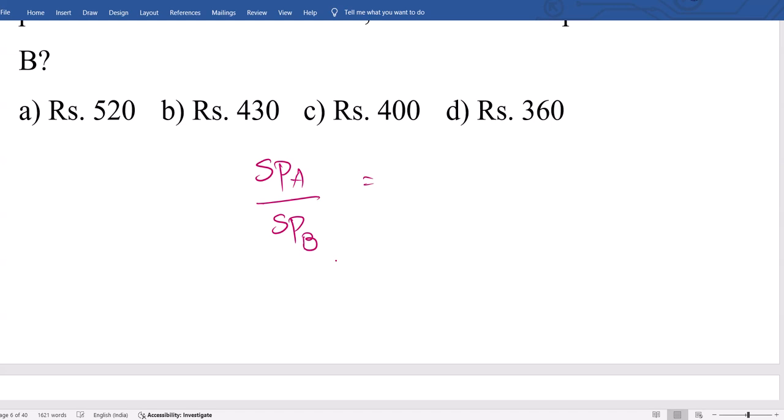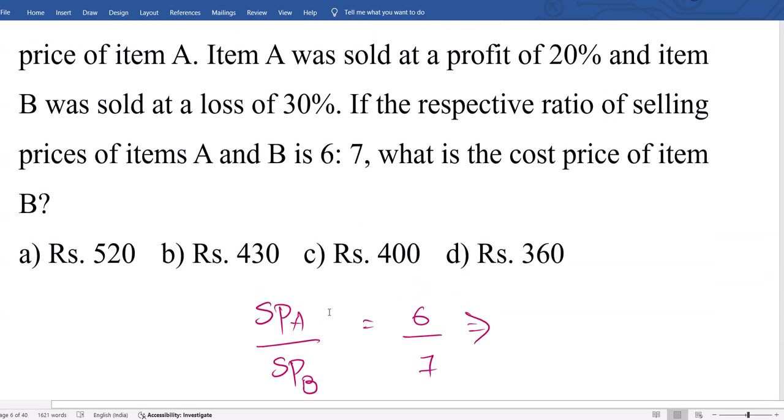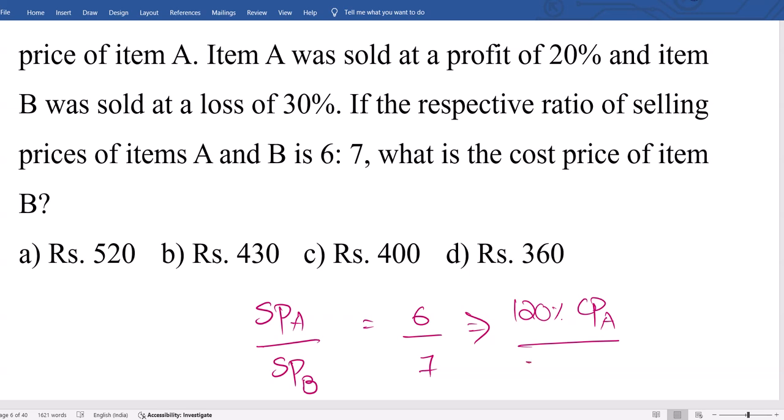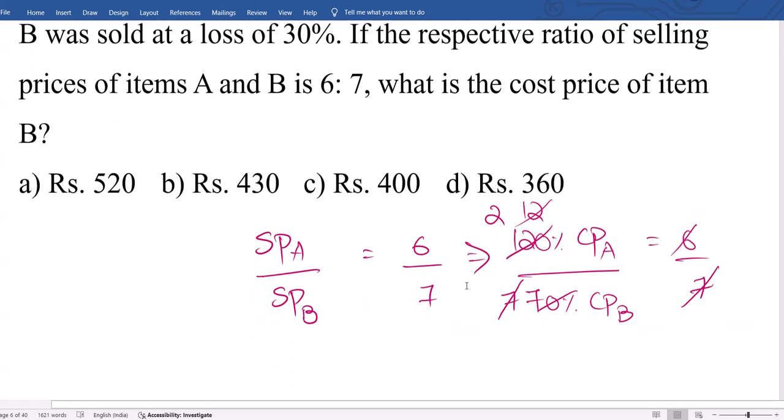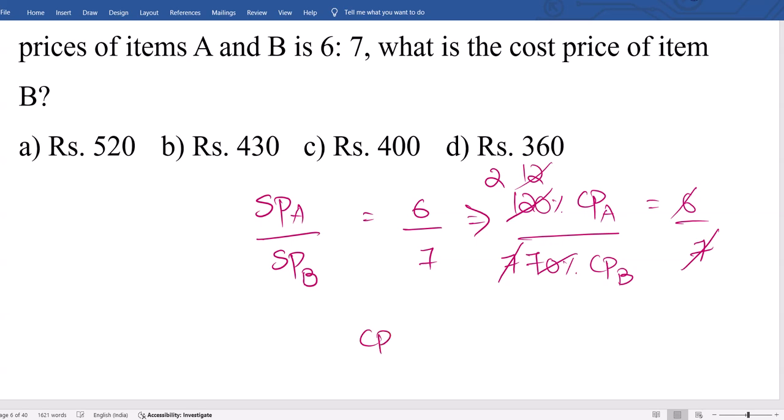6/7. Okay. How can we link selling price with cost price? A sold it for a 20% gain, so 120% of the cost price of A. B sold it at a loss of 30%, so 70% of the cost price of B is 6/7. This is 10 by 12 times, 10 by 7 times. 7, 7 get cancelled. 6 by 2 times. So the cost price of B is nothing but twice the cost price of A.